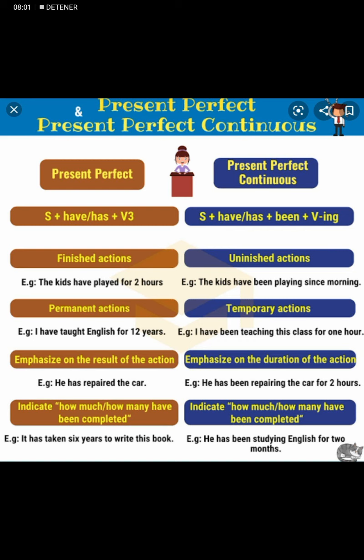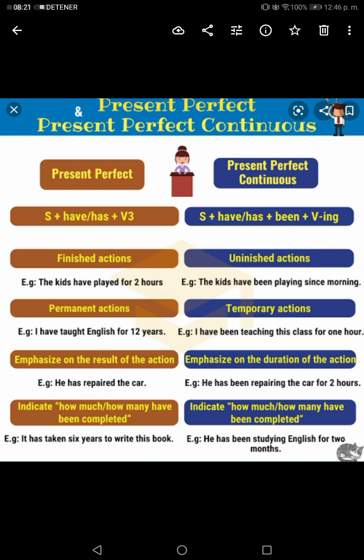Emphasize on the result of the action. He has repaired the car. We're focused on the result. Emphasize the duration of the action. He has been repairing the car for 2 hours. This is the most important in this sentence, and this is the most important in the sentence of the present perfect.